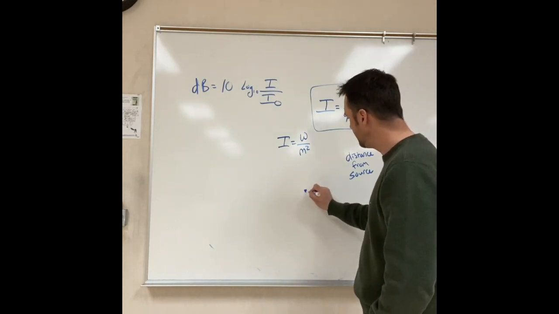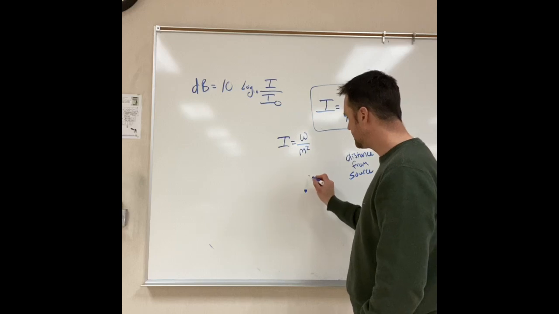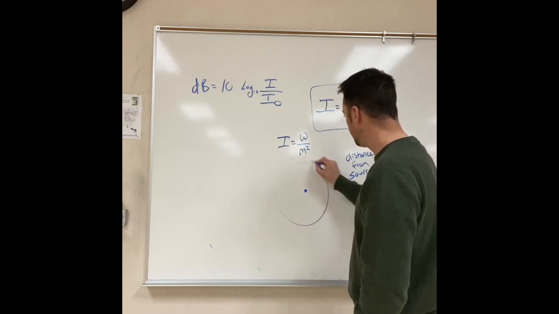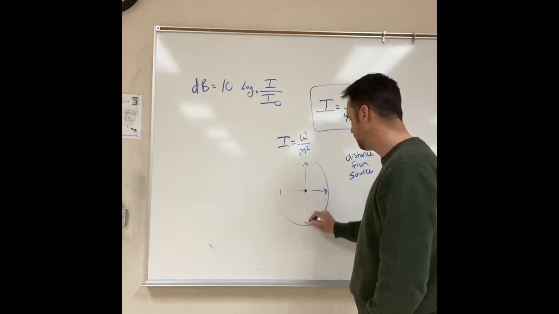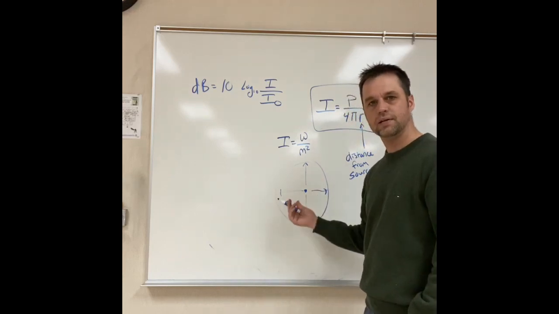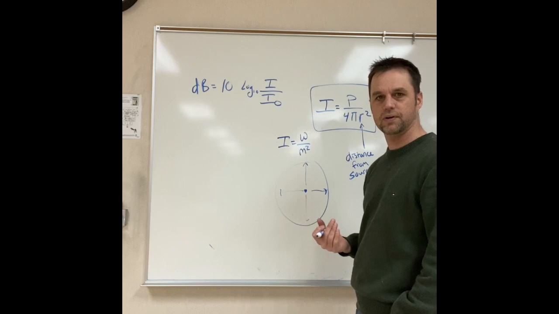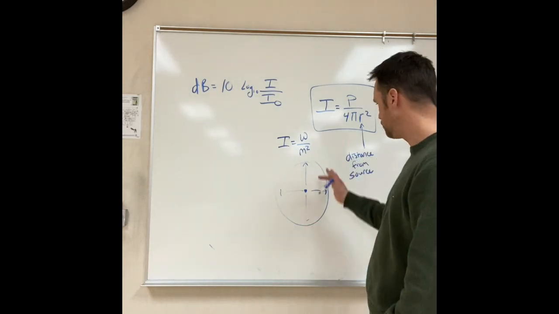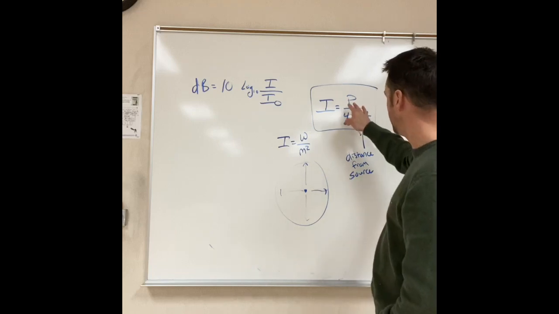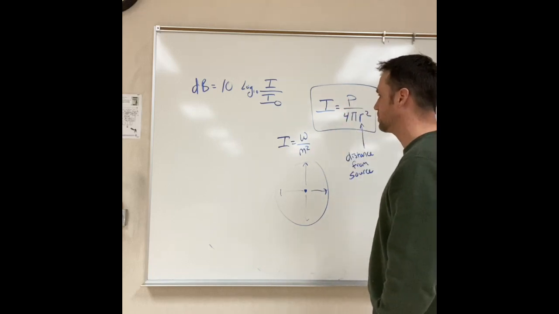So if I am a source of sound, that sound is going to move out spherically. It's going to move up, it's going to move left, it's going to move right, it's going to move down, and in 3 dimensions, it's going to move out like a sphere. So you're not going to get all that sound. That power is going to be distributed over the surface area of a sphere, which is why intensity is in watts per meter squared.